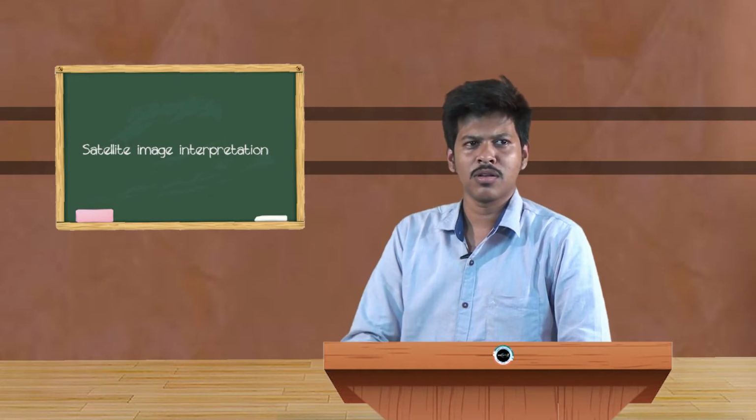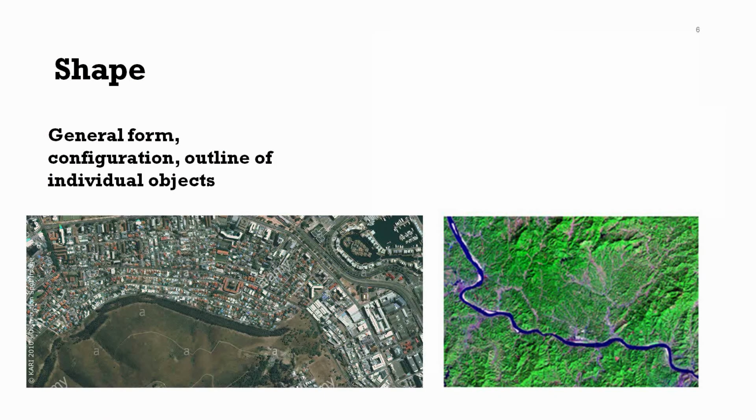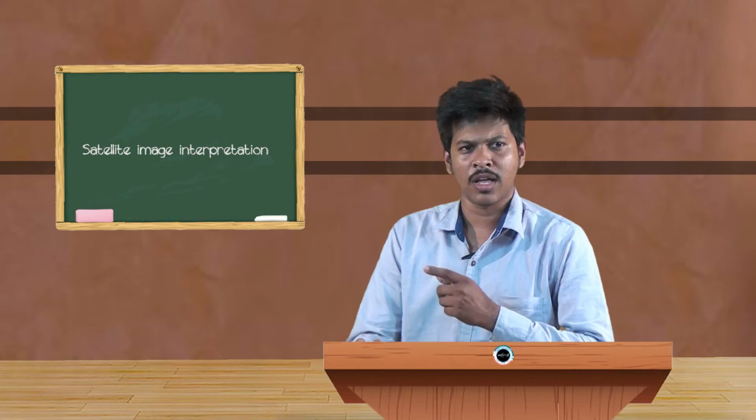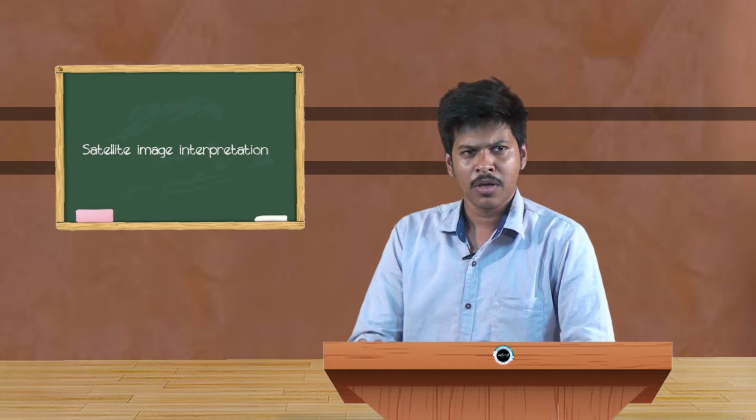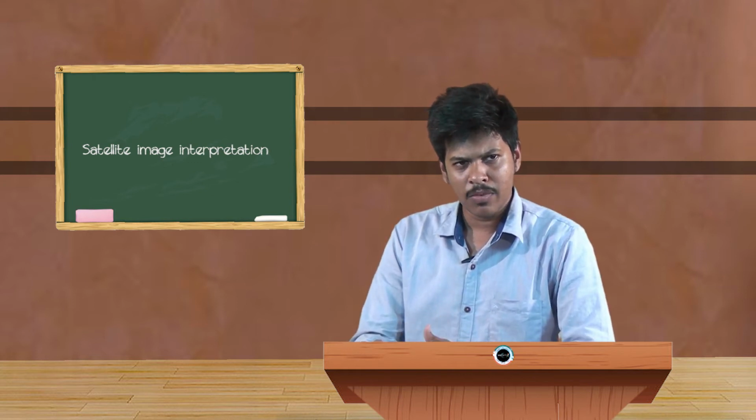Let's go to the next one, the shape, which is very important. Based on the shape, we can infer most of the features, and shape is nothing but a kind of general form, configuration, or outline of individual objects. On the right corner, you have a satellite imagery where the meandering of this linear feature will tell you something related to a river. Now I can very easily identify the feature as a river. When it comes to the picture on the left side, there are some regular shapes like Y and U shape.